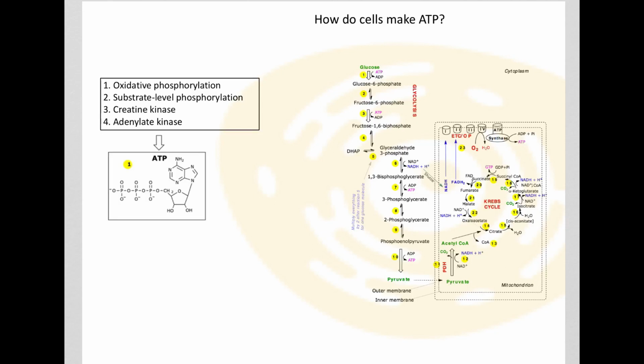So how do the cells in our body make ATP? There are 4 major ways by which we make ATP. These are oxidative phosphorylation, substrate-level phosphorylation, the use of the enzyme creatine kinase, and the enzyme adenylate kinase. So let's look at these different ways of making ATP.